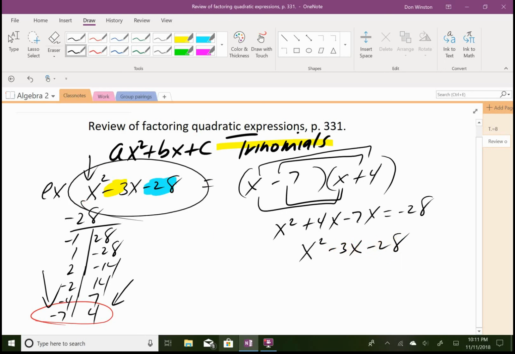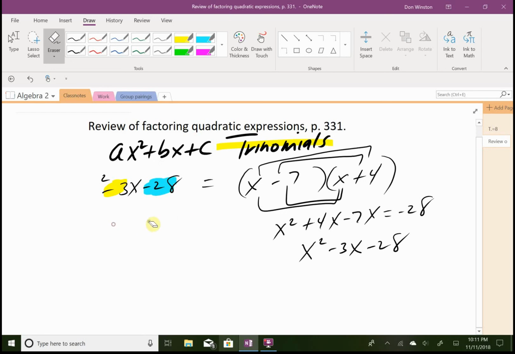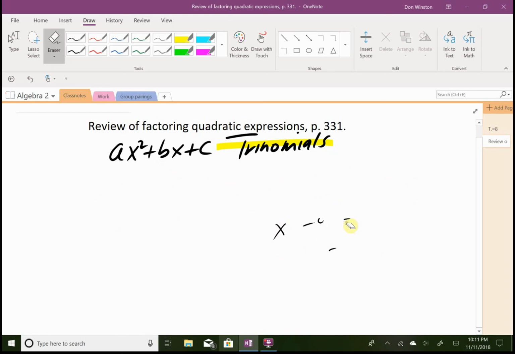Okay, you should always check your work when you factor. I once had a student who always checked her work after she factored. I would always see it on her paper. And you know, she never got one problem wrong because she checked her work.